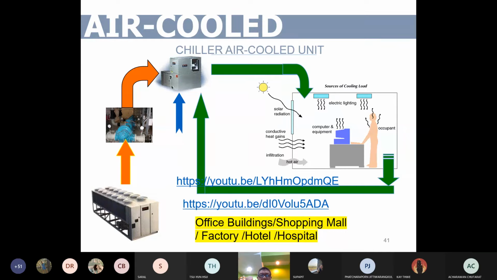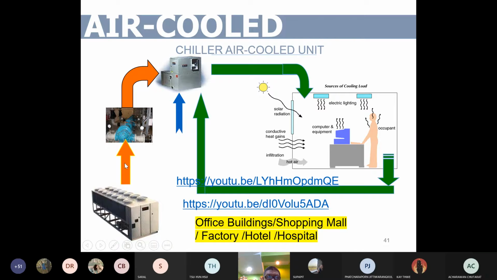This one is also an air cool chiller. You can see this is a chiller, and the chiller has a fan. It produces chill water. This one is a condenser fan that rejects the heat out, and inside they have a cooler, the evaporator, so they produce the chill water.